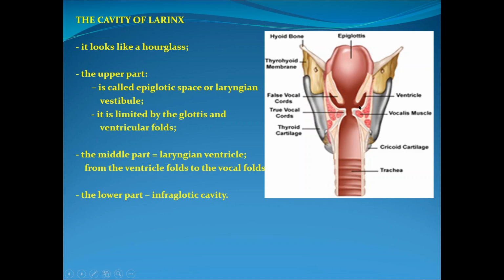The middle part, the dark part, this is laryngean ventricle. So it's delimited by the ventricular folds above, or vestibular folds, and by the real vocal folds below. So this is the ventricle and the most inferior part of the larynx is this space, infraglottic cavity. So glottis is this orifice right here between the vocal folds. Attention, please don't confuse glottis with the laryngean aditus. So the entry into the larynx is aditus. Glottis is this space right here.